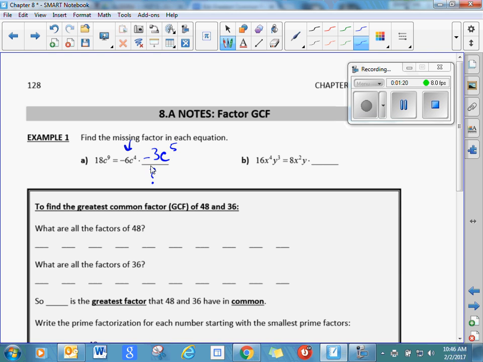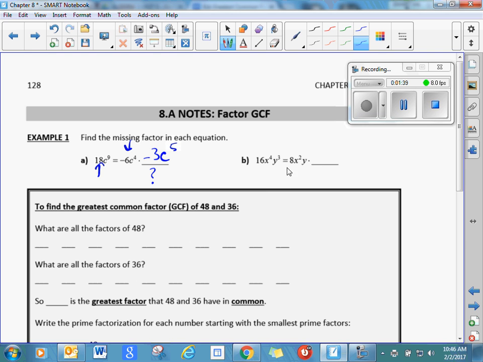And you certainly can check back. Especially on a test or quiz, I'd definitely be multiplying these back and making sure that my product really is the product that I started with. Negative 6 times negative 3, positive 18. C to the fourth times c to the fifth. We're good. All right, let's look at the second example.